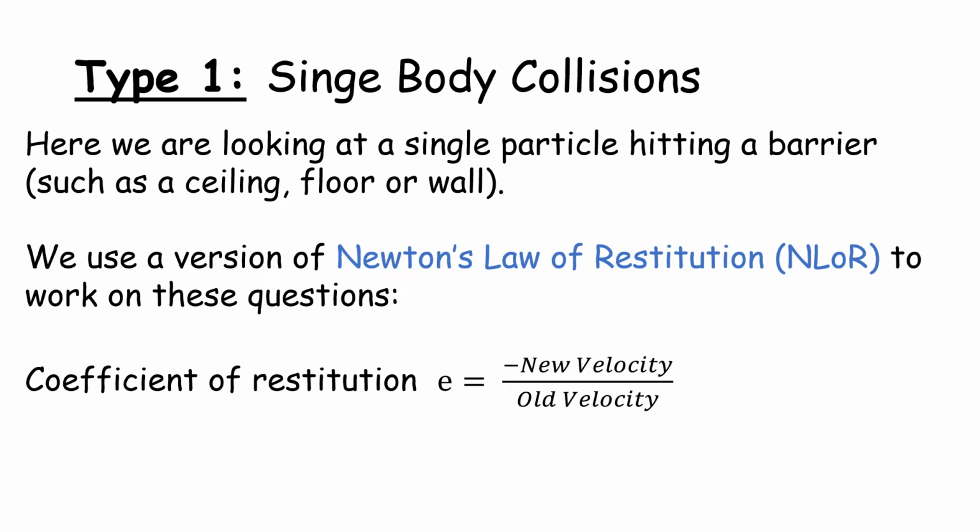When we talk about the first type, impacts or single body collisions, we're looking at a single particle hitting a barrier such as the ceiling, the wall, or the floor. We're going to use a version of Newton's law of restitution to work on these questions, and that is that the coefficient of restitution, E, is equal to minus new velocity over old velocity. The coefficient of restitution is basically the fraction of which the speed will be retained. For example, when you drop a ball on the ground, it will be returned at a slightly less speed than what it hit the ground. That is a fraction which is known as the coefficient of restitution.